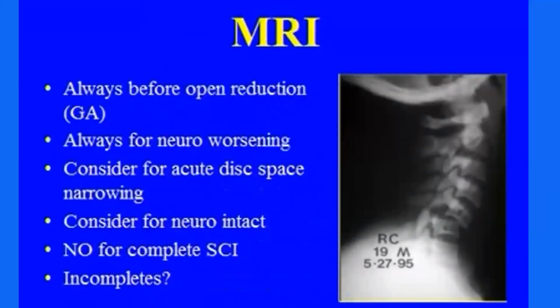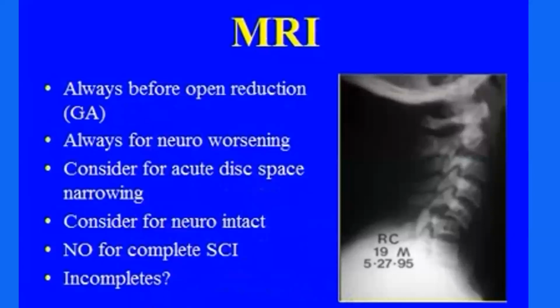Always, before open reduction, we do an MRI. Always for neurologic worsening, consider it for acute disc space narrowing, consider it for neurologically intact, no for complete spinal cord injuries, and in incomplete it is a question. So MRI always before open reduction, do it.